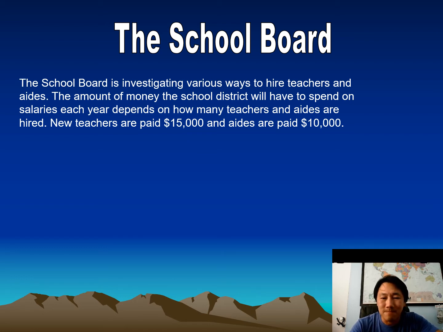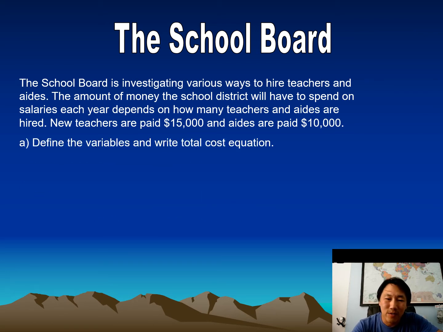All right, but let's go ahead and define the variables and write a cost equation. So if I let x equals teachers and y equals aides, let's see, how can we write a cost equation? How much does it cost the school board to hire using x and y's? Here it is, the cost equation, 15x plus 10y equals c.